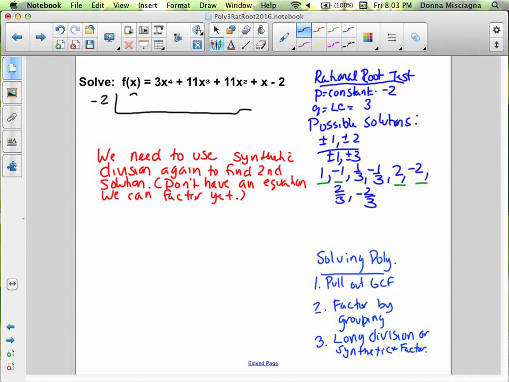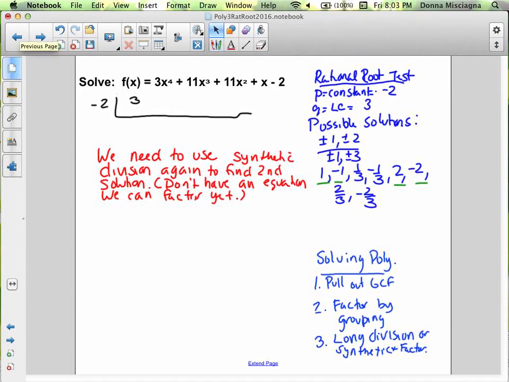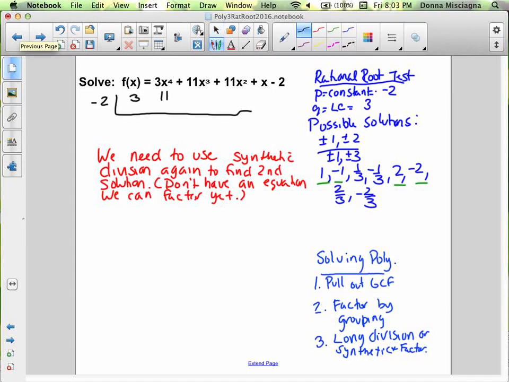All right, so we have 3. Oh boy, I made that really small, didn't I? Oh, it'll be fine. 3, 11, 11, 1, negative 2. Nobody's missing, right? You got everybody there. A fourth power, third power, second power, first power, 0 power.